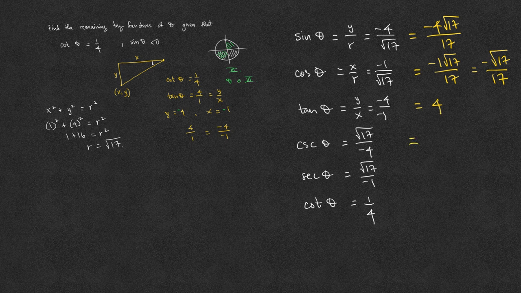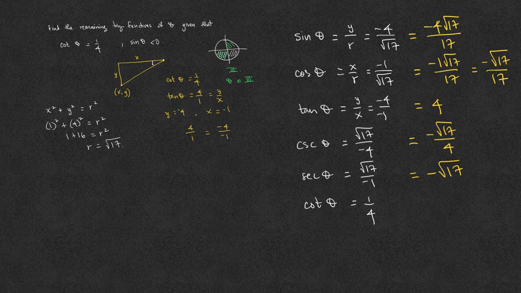Root 17 over negative 4 is negative root 17 over 4. We usually don't write the negative in the denominator. The square root of 17 over negative 1 is simply negative the square root of 17. And 1 over 4 is simply 1 over 4 already.